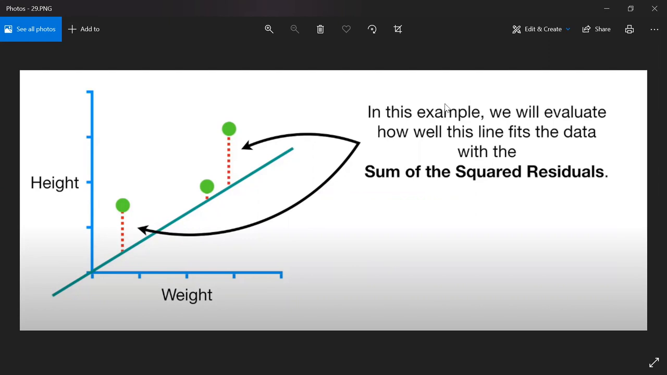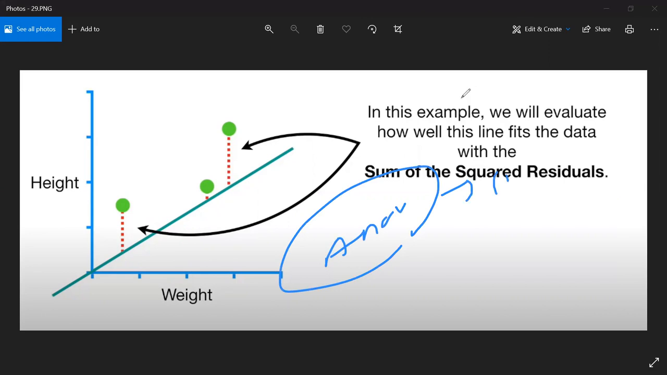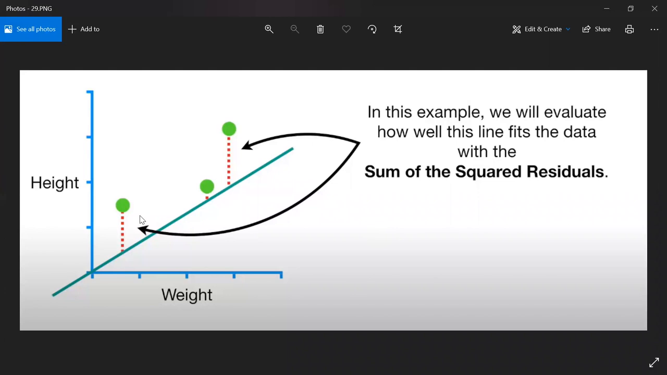I told you, do you remember? In ANOVA, I said that when the time comes, I'll explain SSR properly. Now, let's understand. I'll take one point. I'll take the actual one I have.